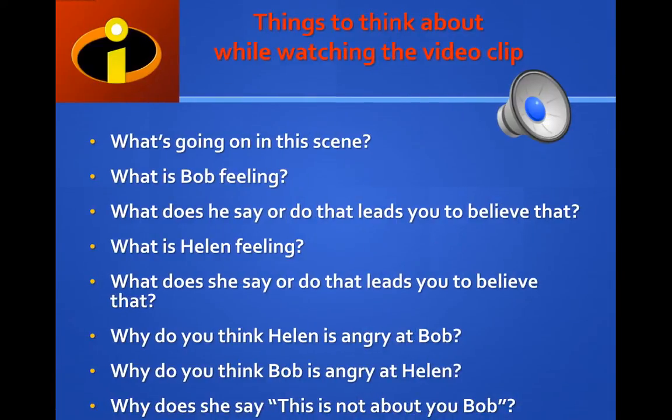These are some things to think about while watching the next video clip. What's going on in this scene? What is Bob feeling? What does he say or do that leads you to believe that? What is Helen feeling? What does she say or do that leads you to believe that? Why do you think Helen is angry at Bob? Why do you think Bob is angry at Helen? Why do you think Helen says, "This is not about you, Bob"?